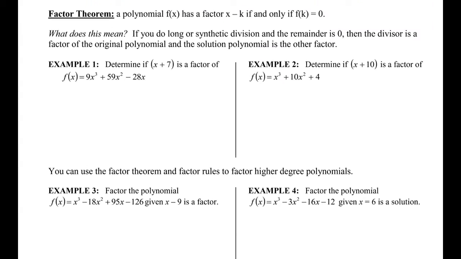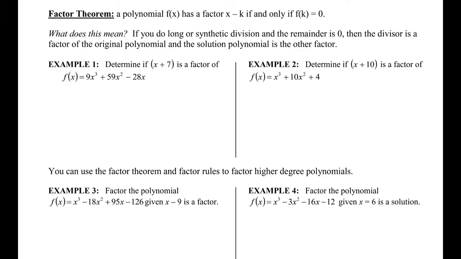The factor theorem says a polynomial f of x has a factor x minus k if and only if f of k equals 0. What does this mean? If you do long or synthetic division and the remainder is 0, then the divisor is a factor of the original polynomial, and the solution polynomial is the other factor.